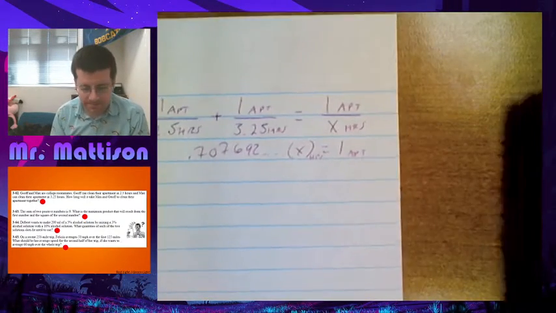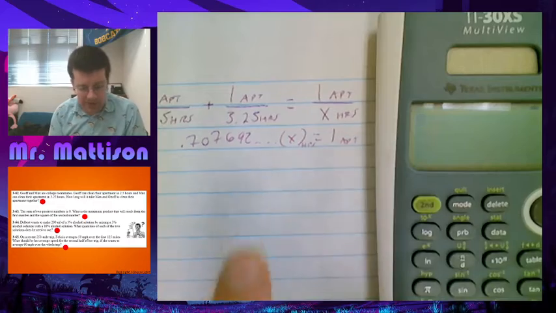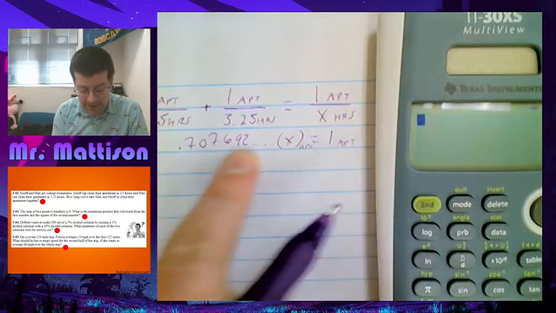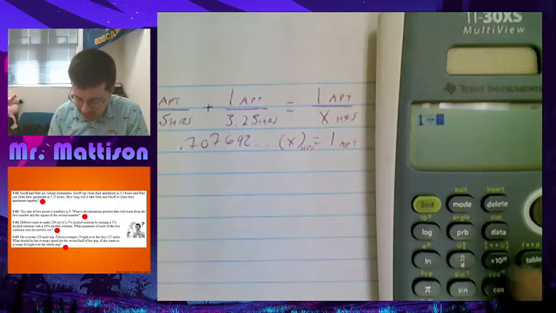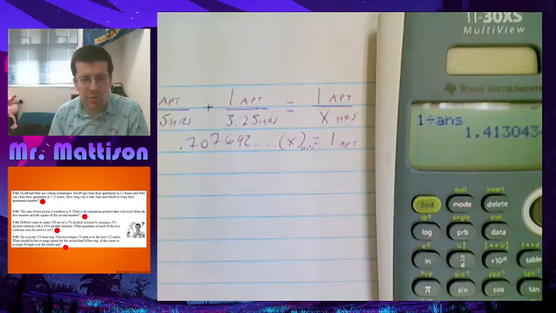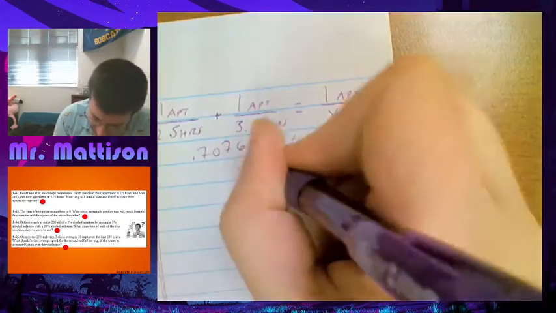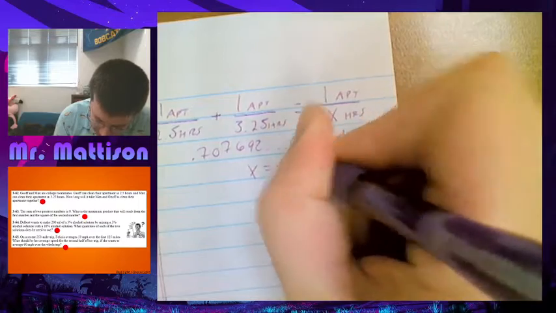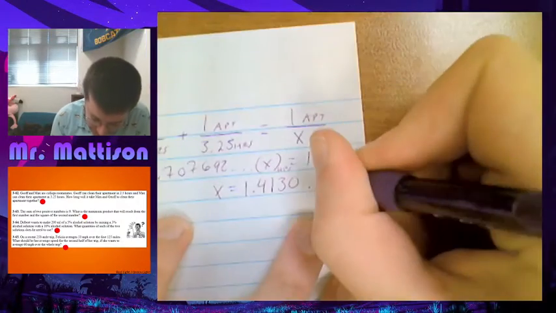Then, to get that x by itself, I just need to do 1 divided by that number. I actually deleted it, but I should be able to still get it by dividing by the answer. And we get 1.41. So x equals 1.4130 hours.